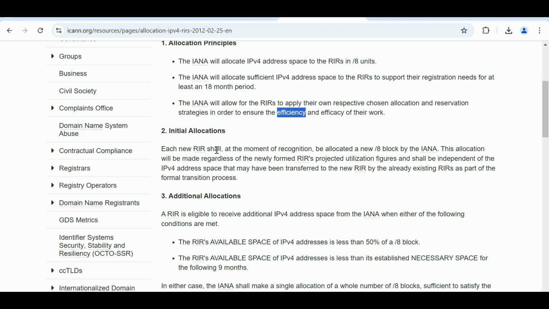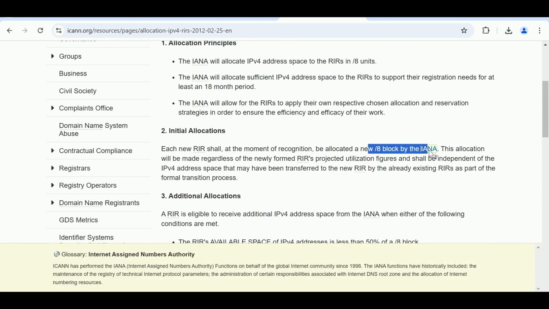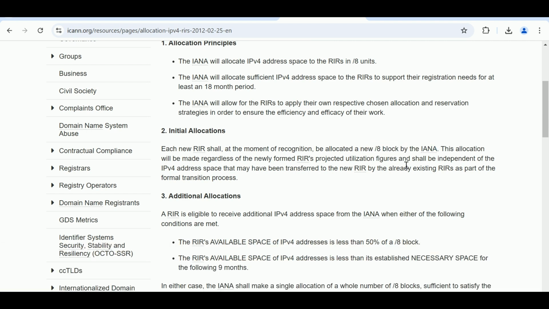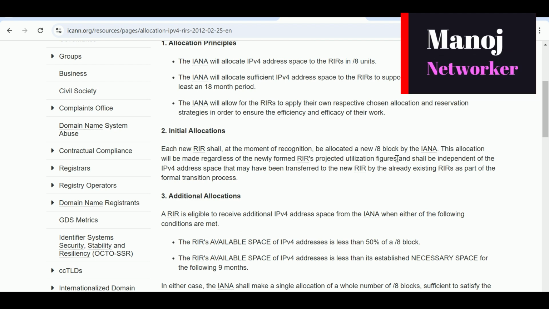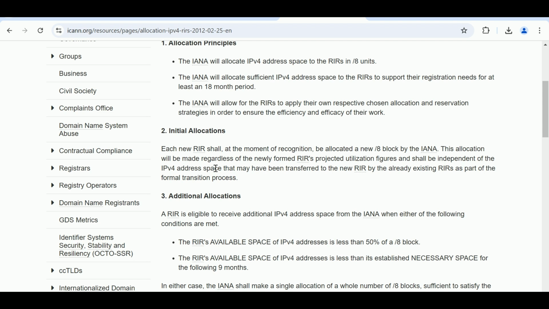Now the initial allocations. Any new RIR that is created will by default be allocated a /8 block only, and this allocation may be regardless of the newly formed RIR's projected utilization figures and shall be independent of the IPv4 address space. That means any new region that is being formed will be under the control of IANA, and they will be given a /8 block of IPs.